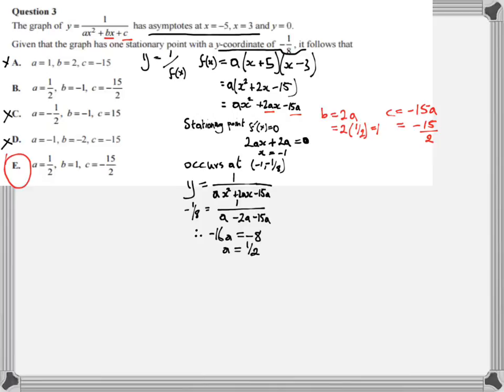All right, that was a little tricky one, but you have to really test your understanding of things like asymptotes and how to find stationary points. Fantastic. Let's move on.